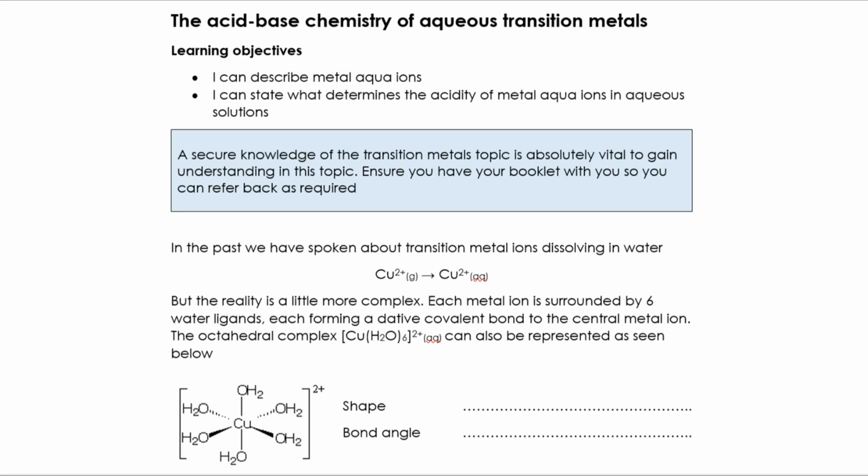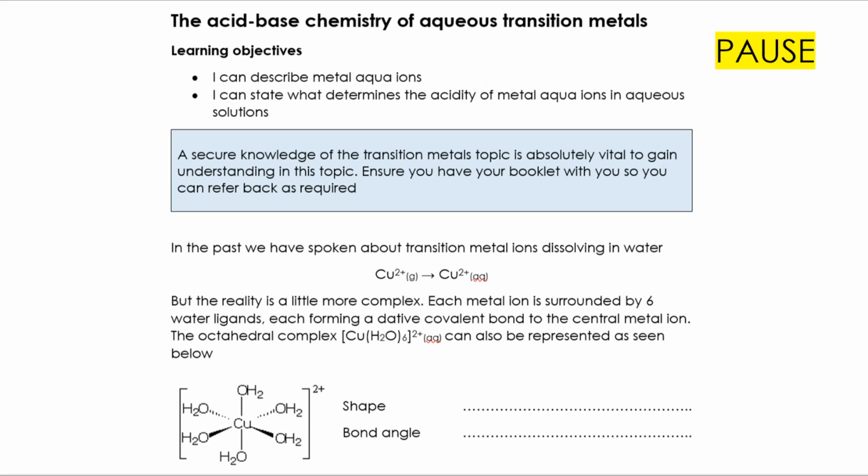So to begin with, we're going to remind ourselves that when we talk about, for example, aqueous copper ions, it's not as straightforward as we might have learnt at GCSE. And actually, an aqueous copper ion is a copper ion that's surrounded by 6 water molecules, as we can see down below. So your first task is to identify what we would call the shape of this hexaaqua ion and what the bond angle would be. So pause.